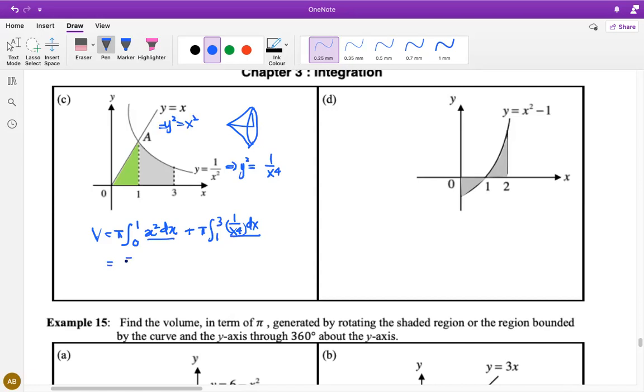Okay, so when you integrate, pi, you get x cubed over 3, from 0 to 1, and then plus pi, from 1 to 3. This one is x to the power negative 4 dx. So for this part you get pi over 3, plus, and then this one you integrate, so you get x to the power negative 3 over negative 3 here. So this one is positive.